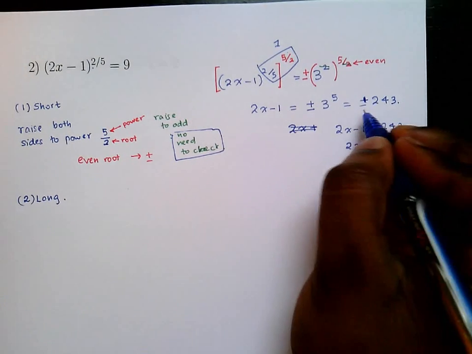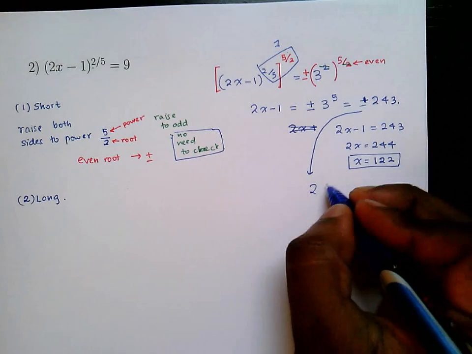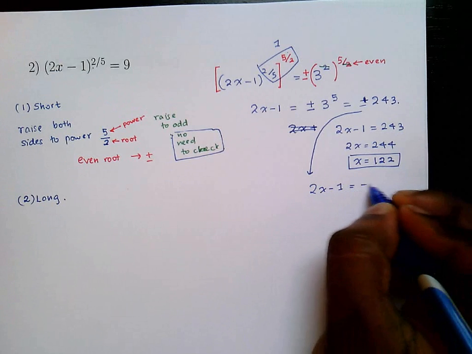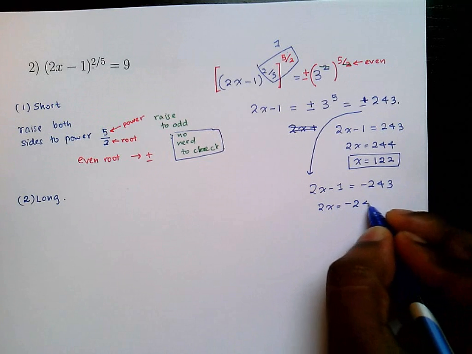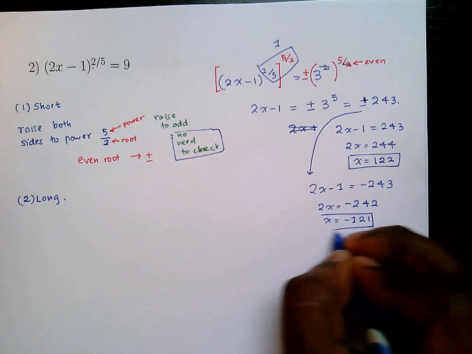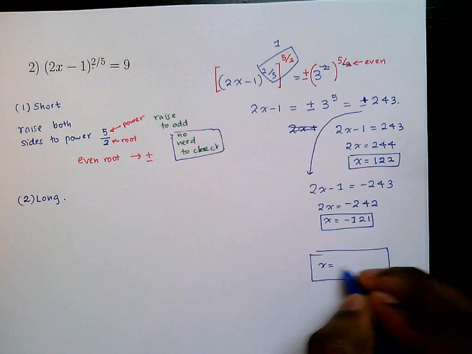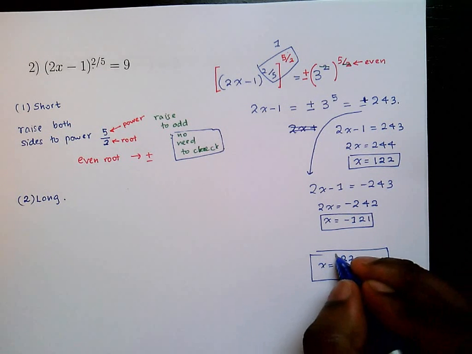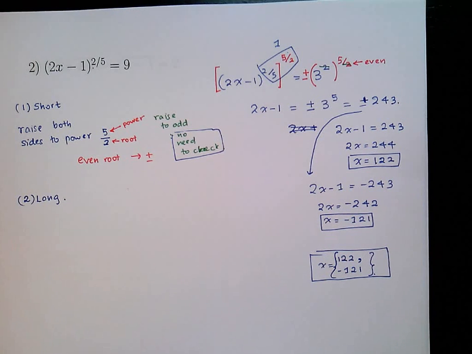Okay, and the other one is 2x minus 1 is equal to negative 243. So 2x equals negative 242. So x equals negative 121. Again, no need to check. So the answers are x equals 122 and negative 121. Okay, so that's it. You don't have to check.